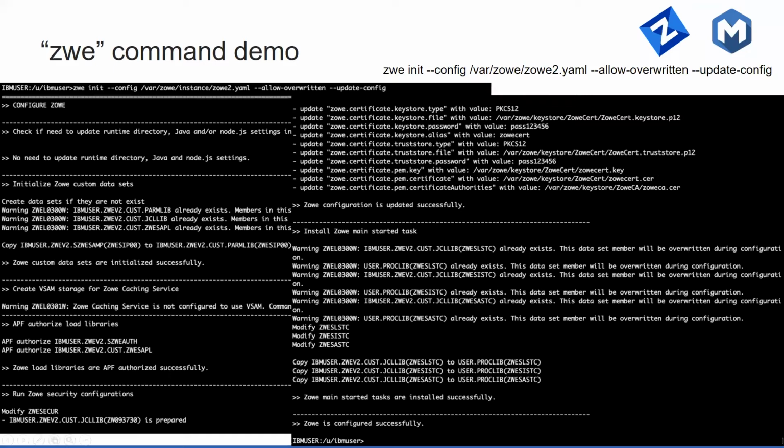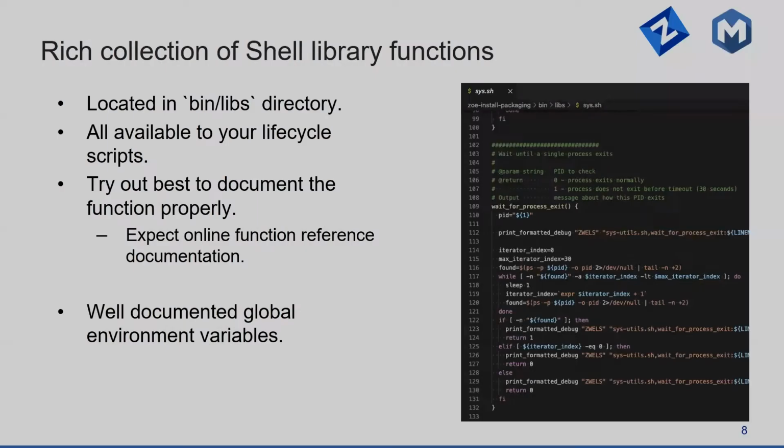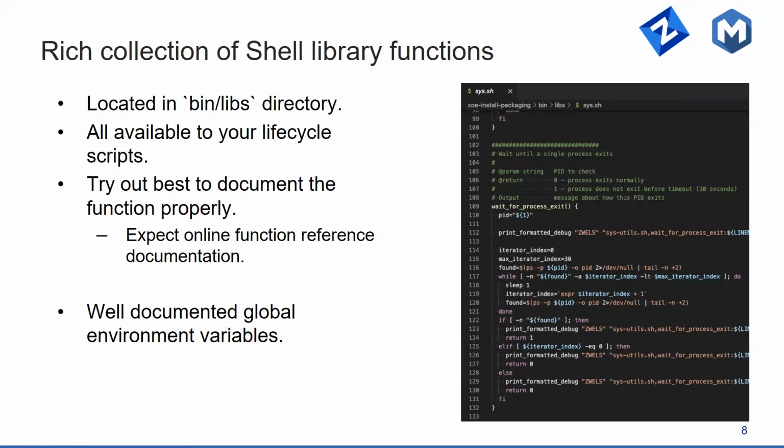I mentioned earlier that we have a rich collection of shell library functions. Every function is defined similarly to what's on the right side, and we try to document the parameters, the input, and the response or output. Eventually we're trying to automatically generate the reference document and put it onto docs.zowe.org. We also try to automatically test all the functions on z/OS USS, on Ubuntu and Red Hat. That's what I'm planning to do.